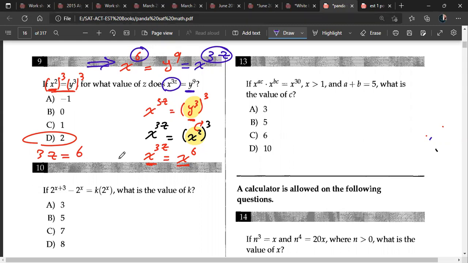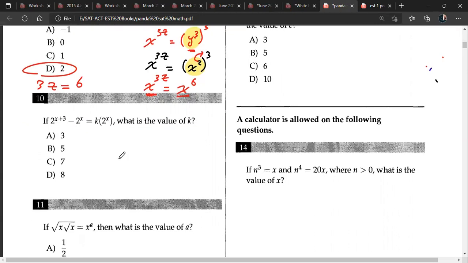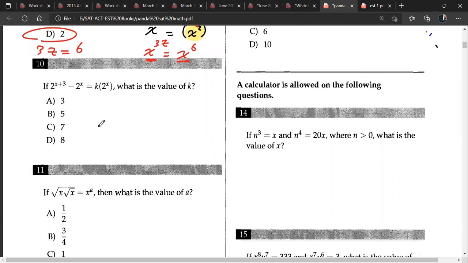Okay, next part, question number 10. Here we have: if 2 power x plus 3 minus 2 power x equals k multiply 2 power x, what is the value of k? You have 1 minute. Think about it.